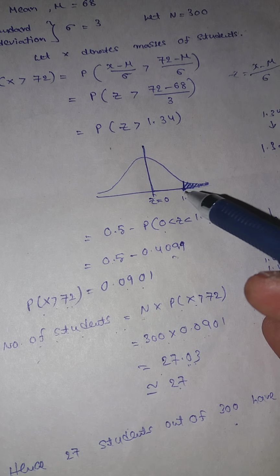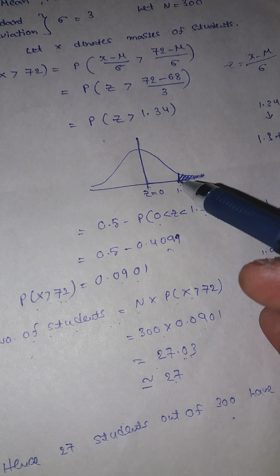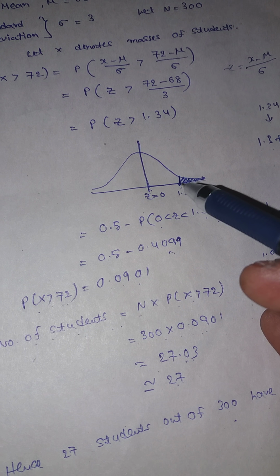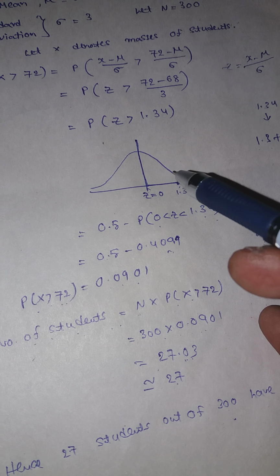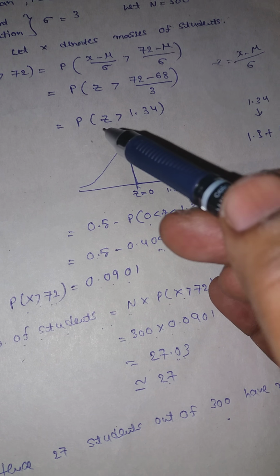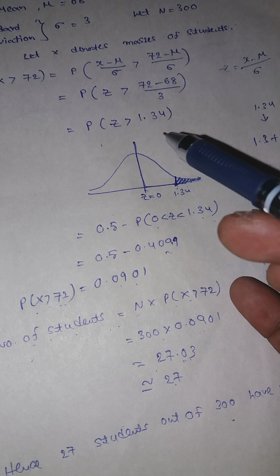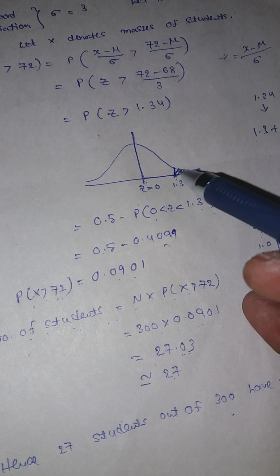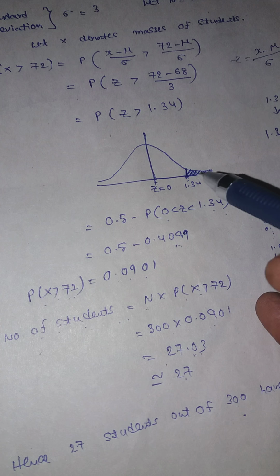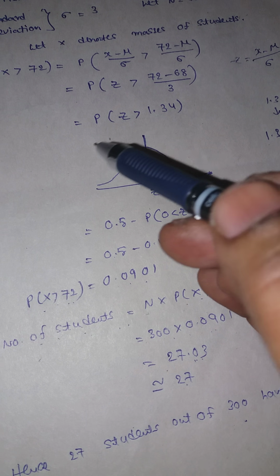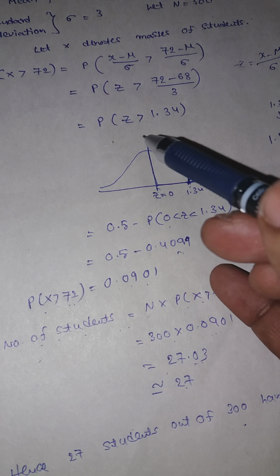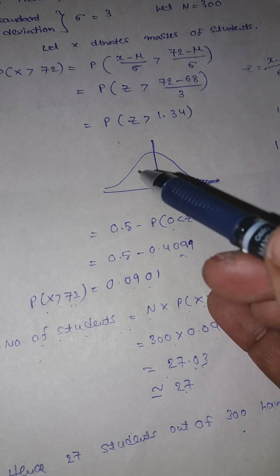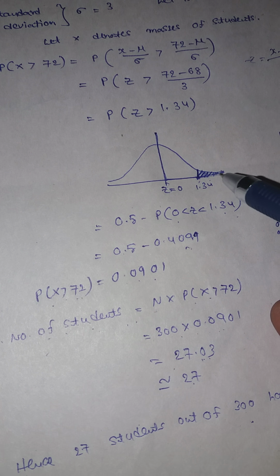Here I am pointing to 1.34, and after pointing 1.34, draw a vertical line touching the curve. Now probability means area, which is greater than 1.34, so shade the area greater than 1.34. This is the area we have to find. We compulsorily need to draw this diagram first. After drawing this diagram, the formula is simple.